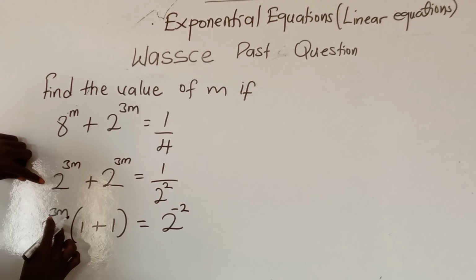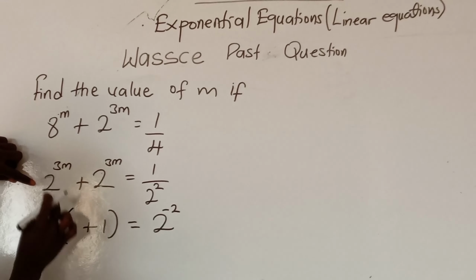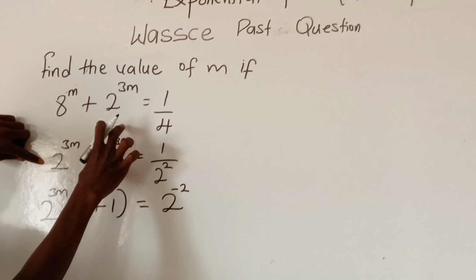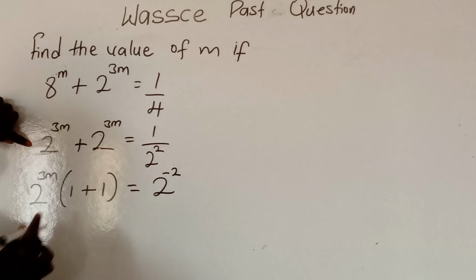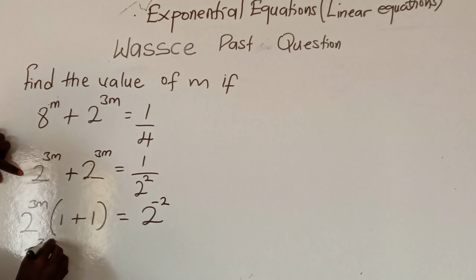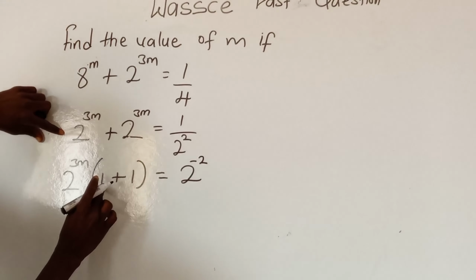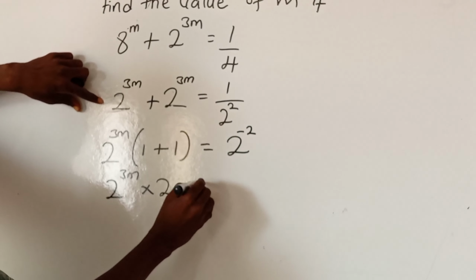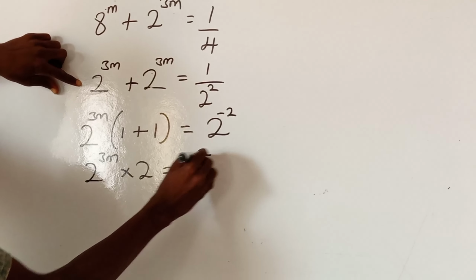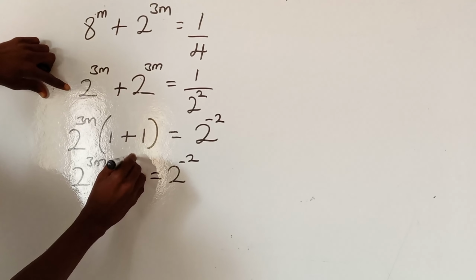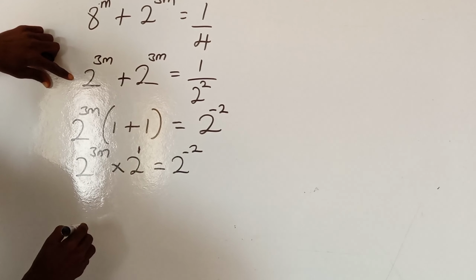So if you multiply this 2 raised to the power 3m, it will give you this one. When you also take this one, 2 raised to the power 3m times 1, it will give you this one. Right? So 2 raised to the power 3m times 1 plus 1, it will give us 2, equals to 2 raised to the power minus 2. Right? So this has a power of 1.